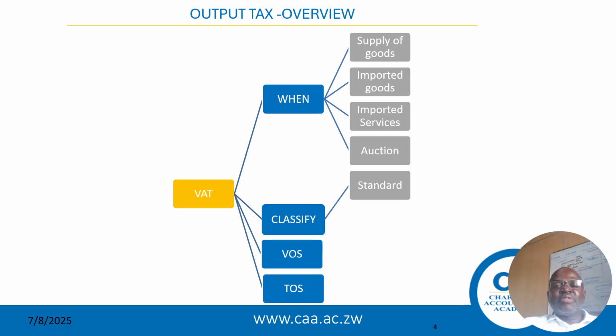Once we have established that VAT does arise, we'll have to classify it, and it's either standard rated or zero rated or exempt. If it is standard rated, output tax or VAT arises at 15%. If it is zero rated, VAT arises but at 0%. If it is exempt, no VAT arises. And we'll see the difference between a zero rated and an exempt, especially when we do input tax.